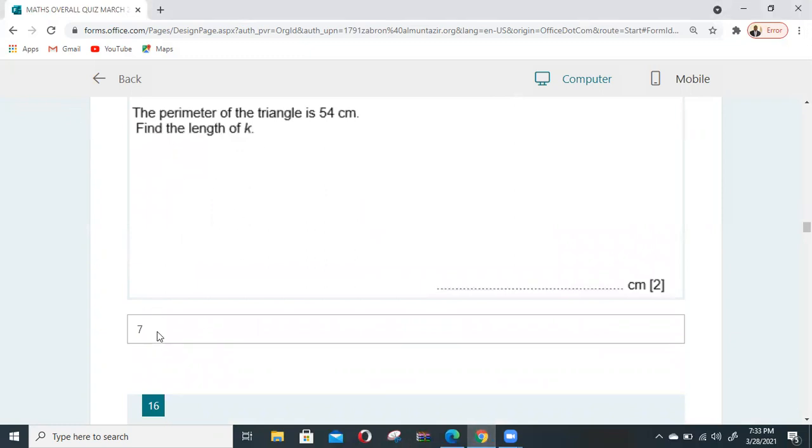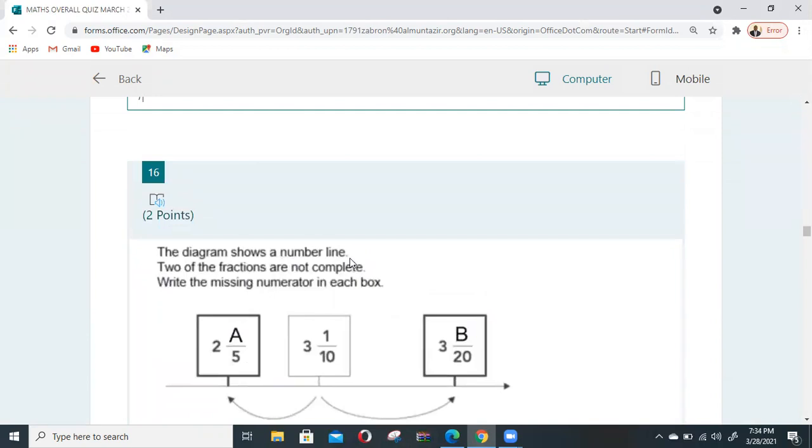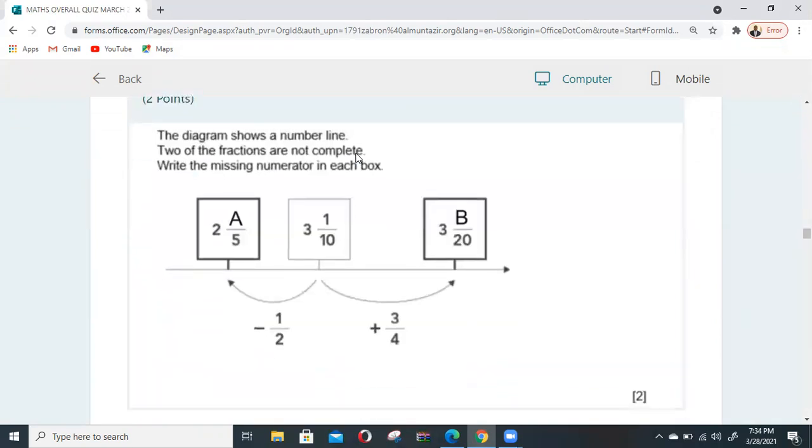Okay, find the length of Q. The answer is 7. Don't write 7 centimeter, because centimeter is right there. The diagram shows a number. 2 of the fractions are not complete. Write the missing numbers in each box.